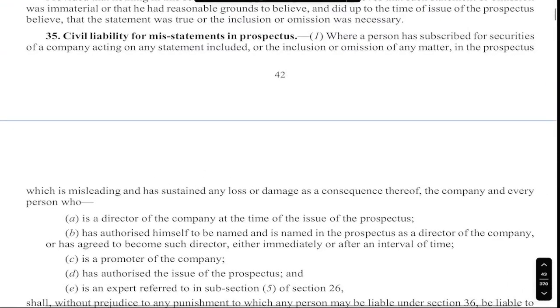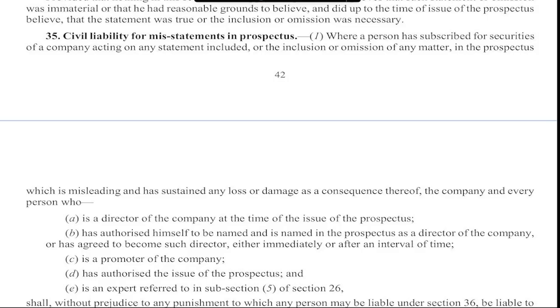Civil liability for misstatements in prospectus. Shall we continue? Listen, what is the difference between civil liability and criminal liability? Question number 1. What is the difference between civil liability and criminal liability? That's the first question to be answered.